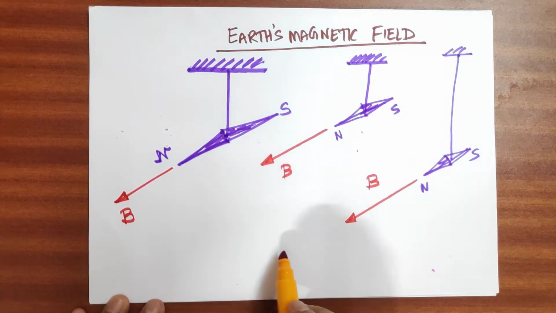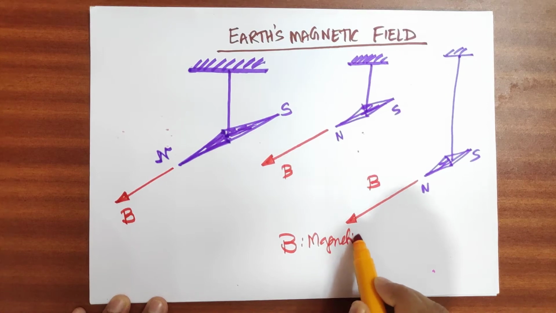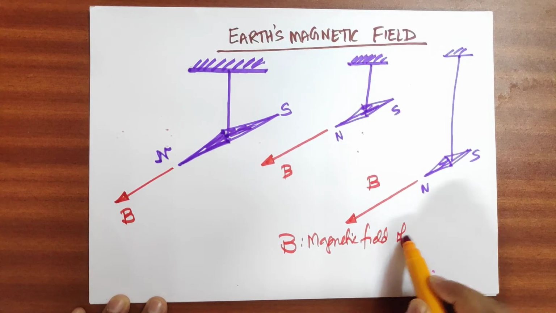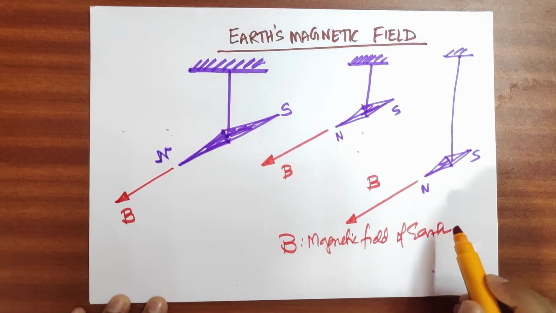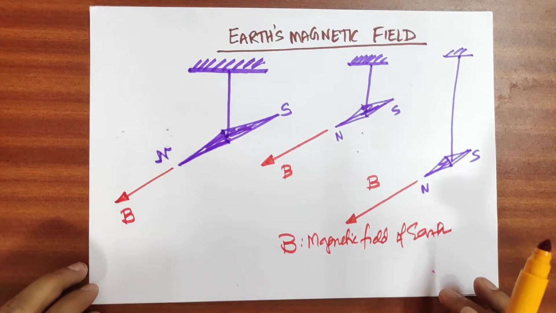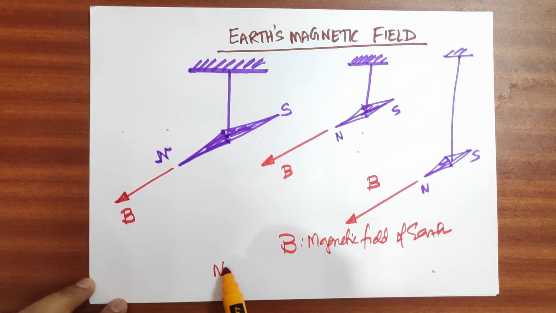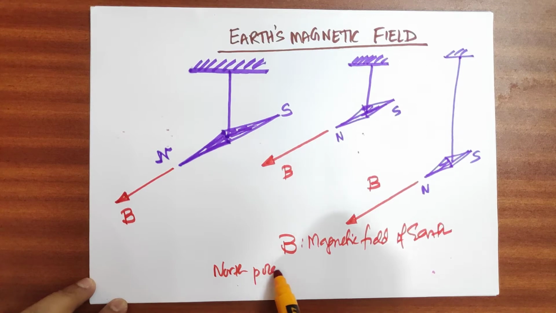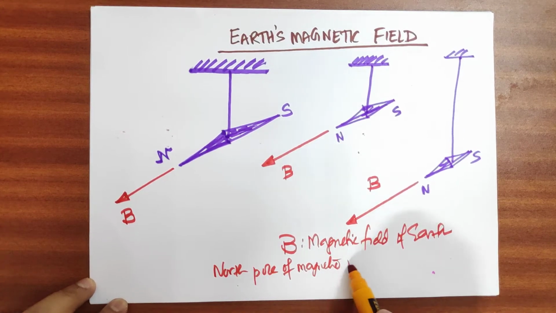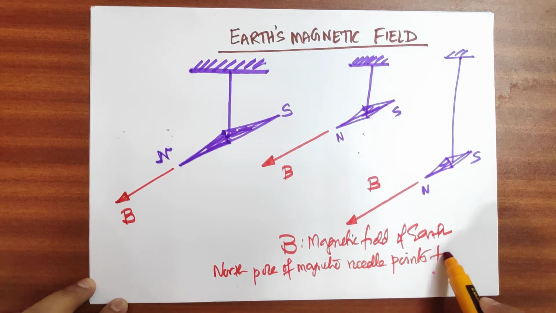Okay. So this B is the magnetic field of earth. Generally we say the north pole of the magnetic needle points towards north.